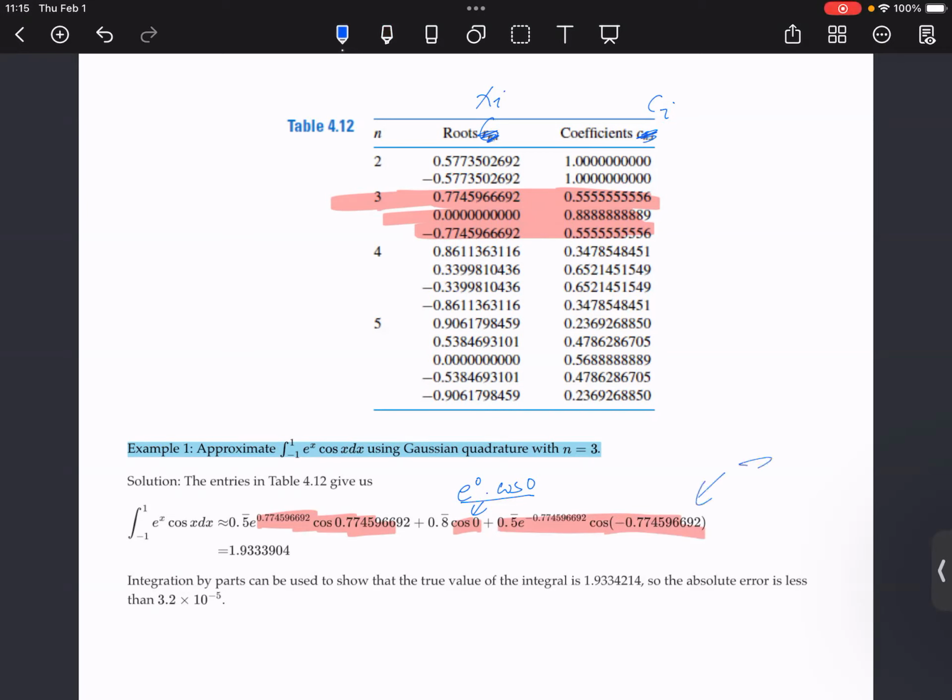This quadrature is just the sum over i equals 1, 2, 3 of f(xi) times ci, and we have the ci from the table as well. And this is the quadrature, and then we can look up the xi and then ci from the table. And after some calculations in the calculator, we get this approximation value. And compared to the true value, this is the true value. We have such an error here, and it looks good.